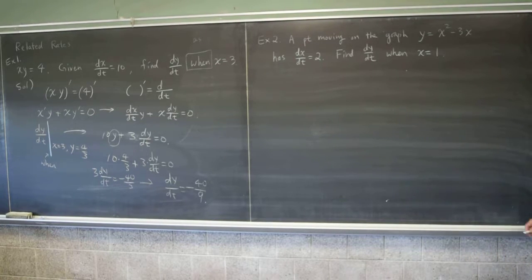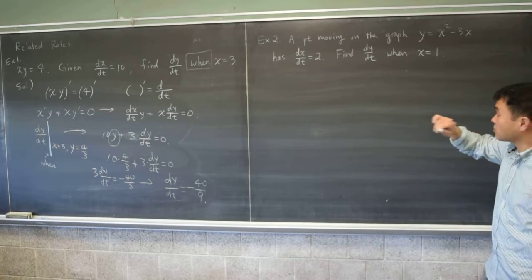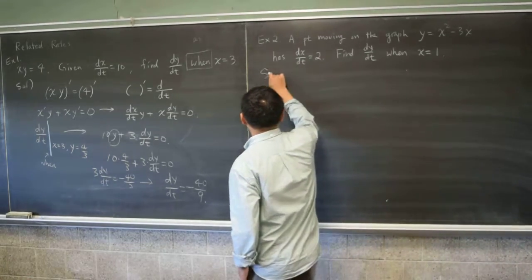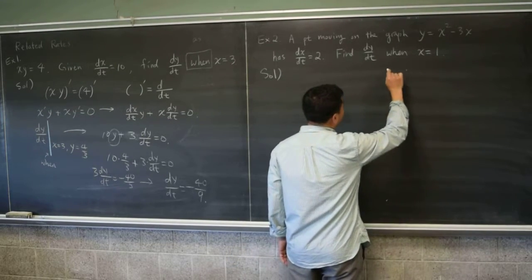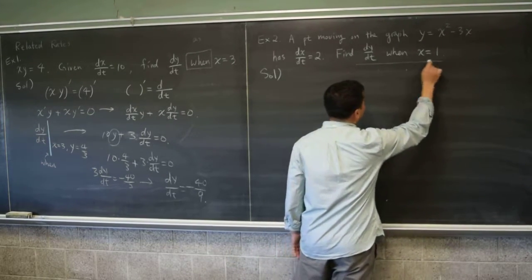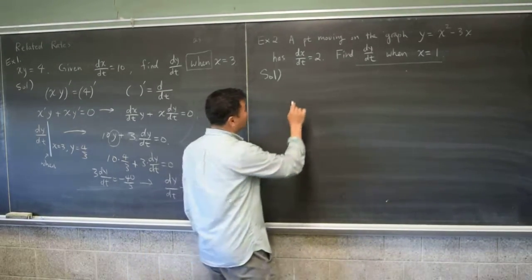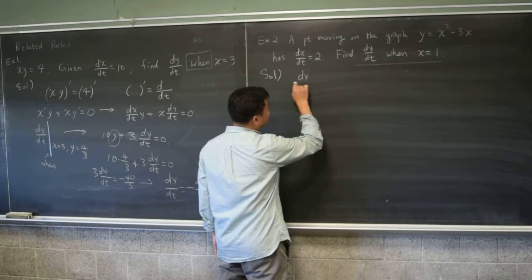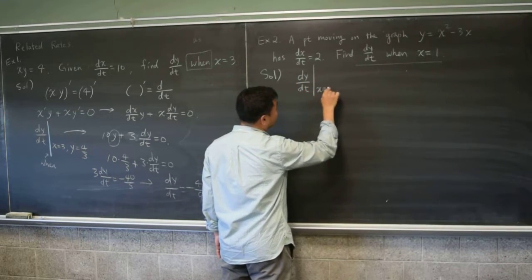And these questions kind of show you the basic structure of a related rates question. Related rates questions usually have this type of form. It's good to look at the last sentence first. It's asking for dy/dt when x is 1.